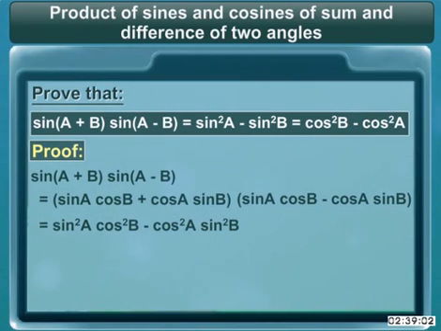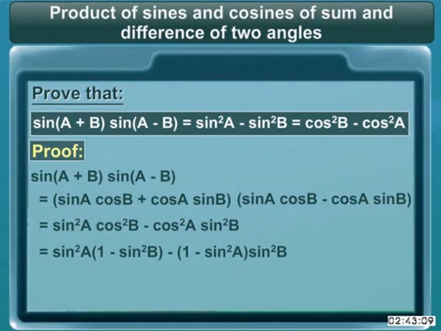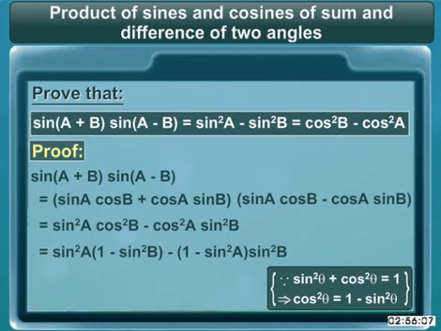Further we get it will be equal to sin square a into 1 minus sin square b minus 1 minus sin square a multiplied by sin square b, that we get by using the trigonometric identity sin square theta plus cos square theta equal to 1 implies that cos square theta is equal to 1 minus sin square theta.